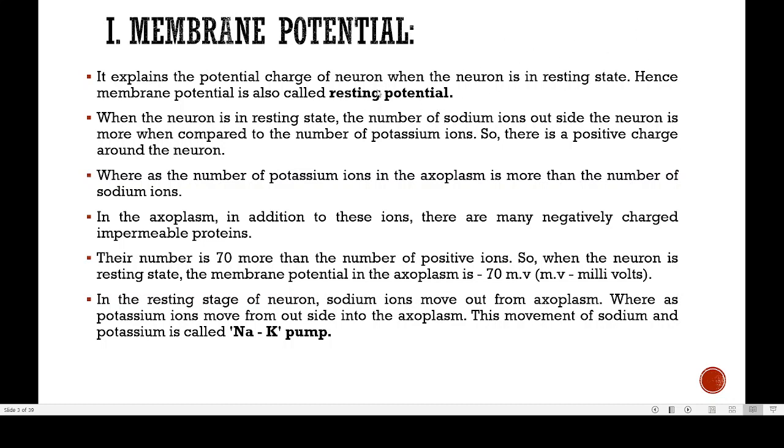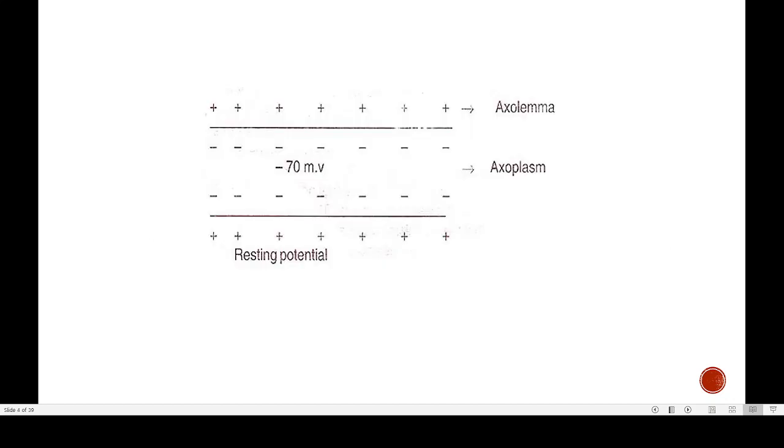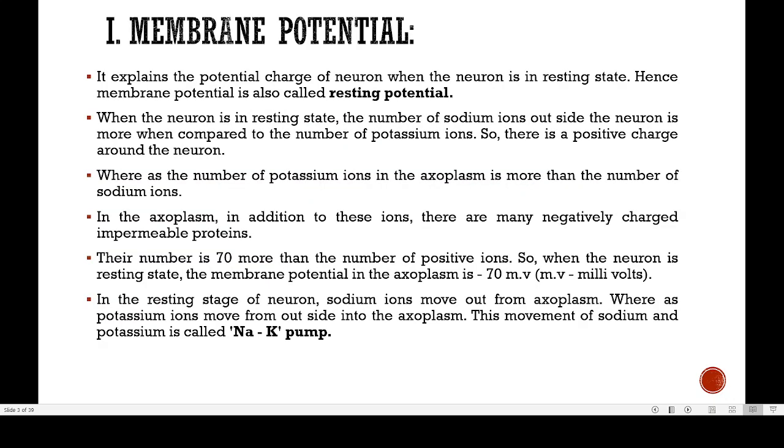So it is the potential charge of a neuron when the neuron is in a resting stage. What is a resting stage? The neuron is not conducting any message transmission. That situation is a resting stage, and in a resting neuron the overall charge is minus 70 millivolt. What is a millivolt? One by 1000 of a volt is a millivolt.